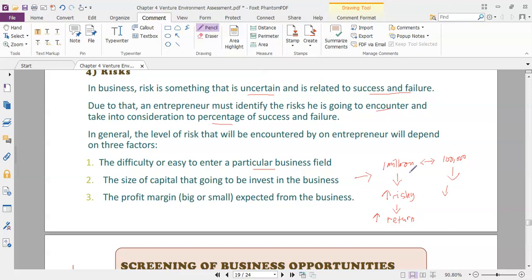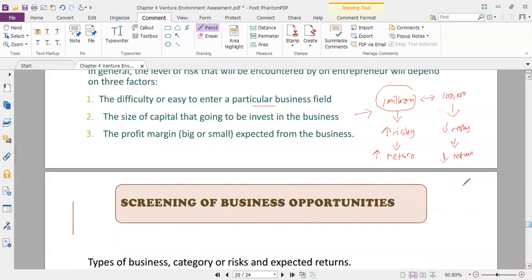Okay, compared to the risk of 1 million ringgit, the risk is lower, and the return is lower also, compared with the return for 1 billion. So the size of capital that we want to invest will affect the risk of the business. And then the third one is the profit margin expected from the business.